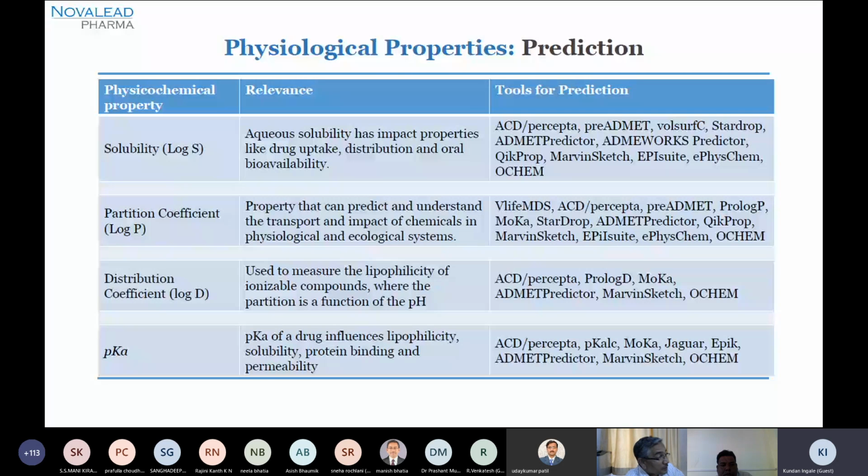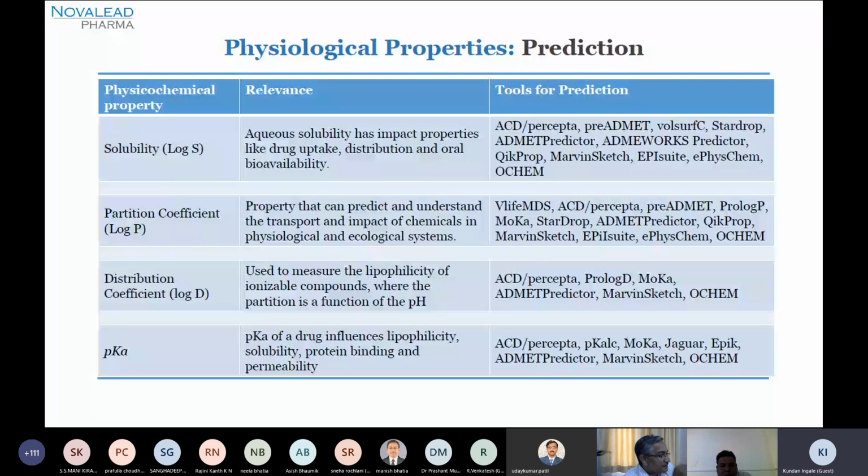Solubility is one important parameter which governs the drug pharmacokinetics in terms of its absorption and distribution throughout the biological system. Then partition coefficient, which also has a huge impact on transport of the drug molecule. Then the distribution coefficient, that is log D, which is also utilized in transportation, especially where pH is a factor. Then pKa, which is an influencer of lipophilicity and solubility, and protein binding and drug permeability.